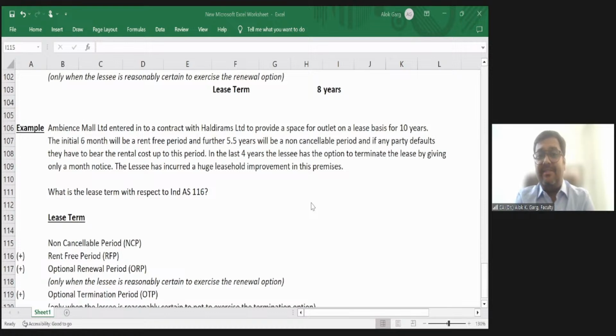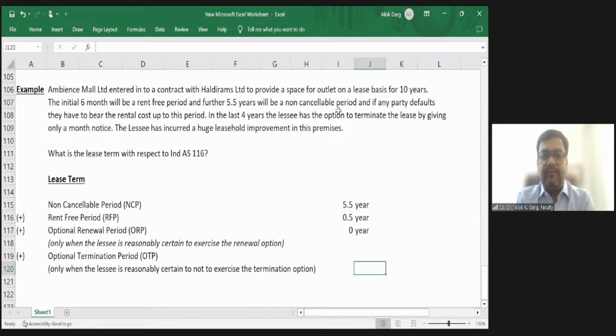Yes. What is your answer in this case? So this non-cancelable period is clear to everyone. This is 5.5 year, right? Rent-free period is clear to everyone. This is 0.5 year, half year. There is no optional renewal period. Okay. What about the optional termination period? Whether we should take this into the consideration for lease term or we should not take that? I am waiting for your answer.